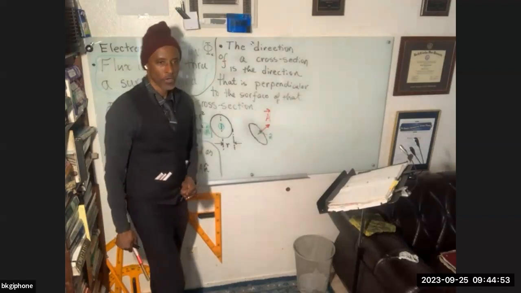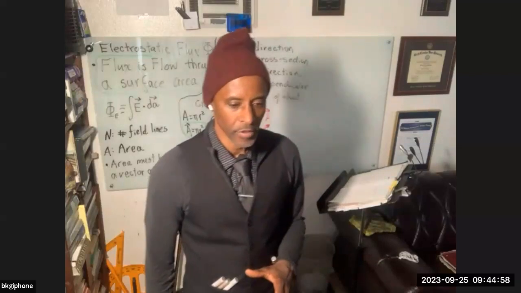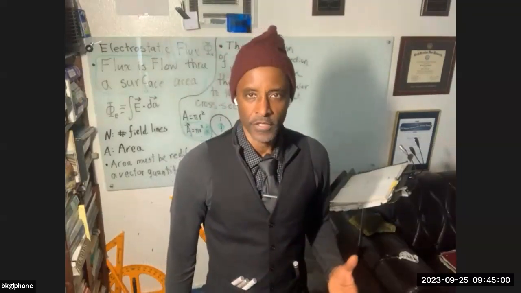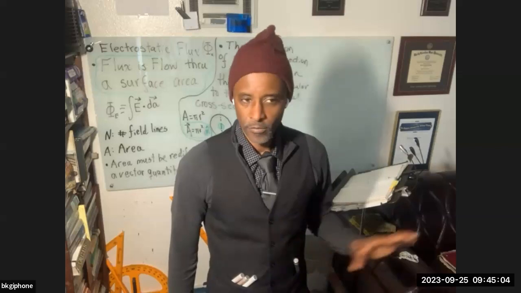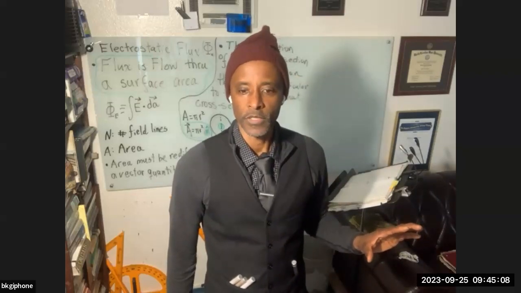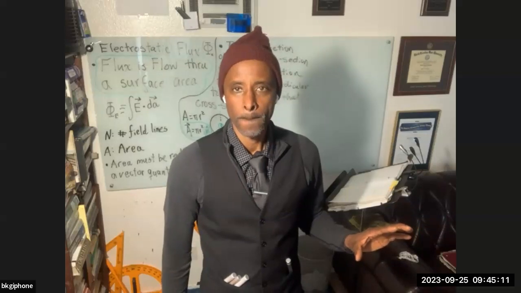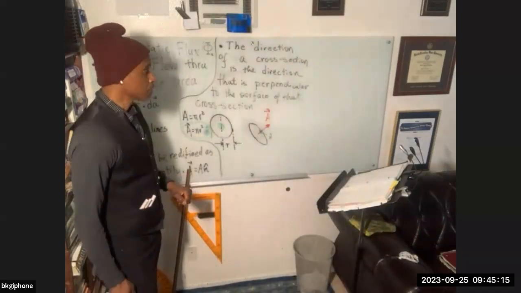So from this point on, for the rest of intermediate physics, that means 38 and 39, always think of area as a vector quantity from this point on, always. Now, that's a flat surface.